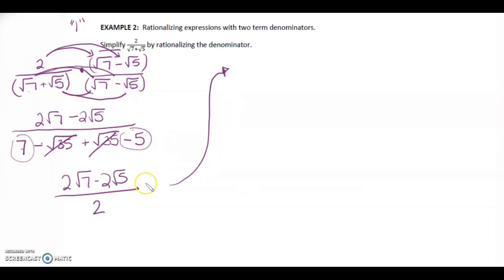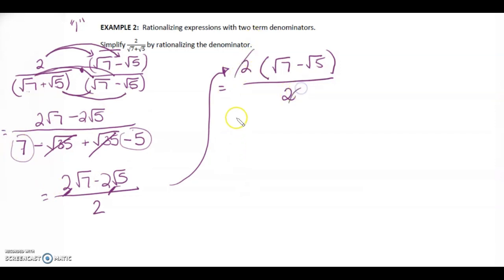Okay, so in that first step, I can see this, but I probably shouldn't have distributed that 2. I'm going to refactor out this 2. Okay, so I'm going to factor back out the 2. So we have 2 root 7 minus root 5 in the numerator over 2. And then those 2's can cancel, and I get root 7 minus root 5.